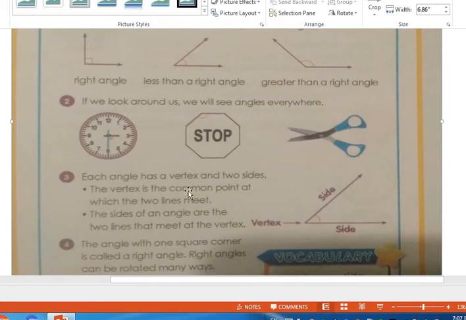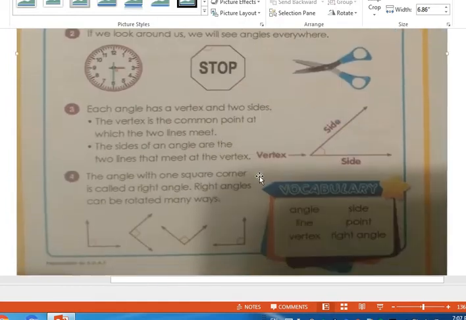The vertex is the common point at which the two lines meet. The two sides of an angle are the two lines that meet at the vertex. As I told you, these are the sides, and this is the vertex. And inside I have the angle.